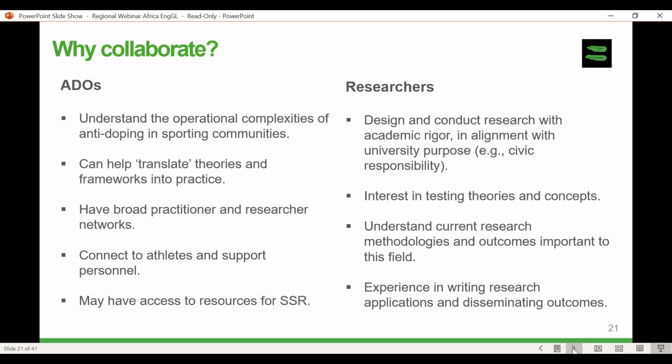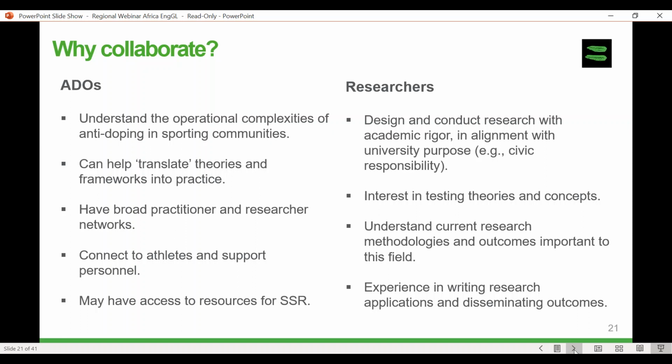Let's have a look at how uniquely the anti-doping organizations and the researchers can contribute to ensure quality of research applications and outputs. The 2 parties have different skills, expertise, and contacts that can be beneficial. So firstly, if we have a look at the anti-doping organizations, they generally understand the operational complexities of anti-doping in sporting communities, which maybe the researchers or the research institutions don't have such a good understanding, perhaps. Also, they can help translate theories and frameworks into practice, which is what research is all about at the end of the day.